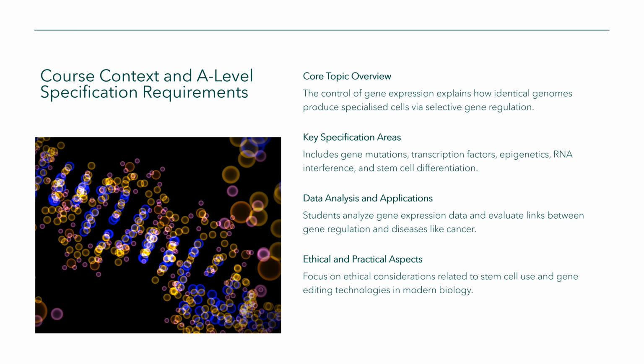Key specification areas include gene mutations and their effects on protein structure, regulation of transcription by transcription factors, epigenetic mechanisms such as DNA methylation and histone modification, and the role of RNA interference. Students are also expected to understand stem cell differentiation, oncogenes, and tumor suppressor genes in cancer development, and the use of genome projects and modern gene technologies. Emphasis is placed on data interpretation, requiring students to analyze gene expression data from techniques such as microarrays and RNA analysis, and to evaluate evidence linking gene expression to disease.